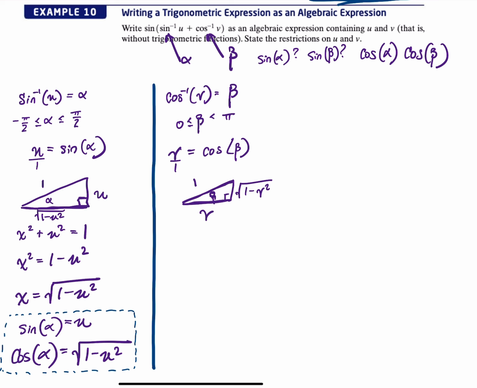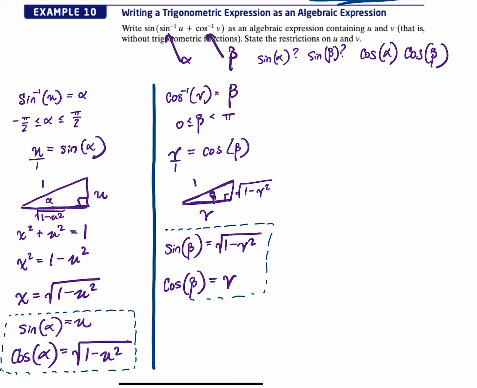So let's use this to list out the sine and cosine of beta. Sine of beta is opposite over hypotenuse, so the square root of 1 minus v squared over 1. Cosine of beta is adjacent over hypotenuse, just v over 1. So now we have all our pieces. Let's just plug into our formula.